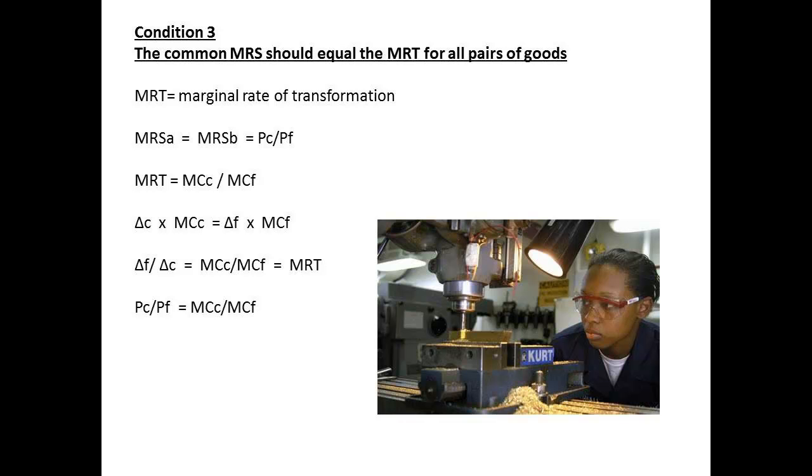Rearrange that. Delta F over delta C equals MC cloth over MC food, which equals the marginal rate of transformation, MRT. Now, since MRS for A is equal to MRS for B, which is equal to PC divided by PF, if MRS is to be equal to MRT, then PC divided by PF must be equal to MC for cloth divided by MC for food, which is what we have. So the third condition is satisfied. All three Pareto conditions are then satisfied.